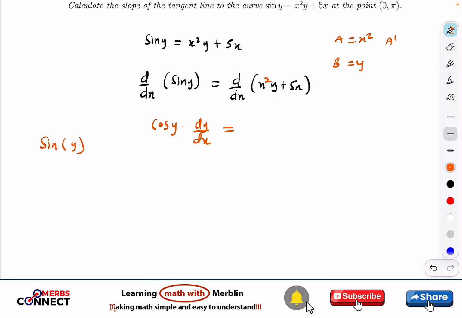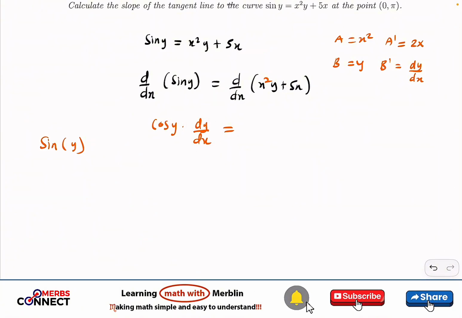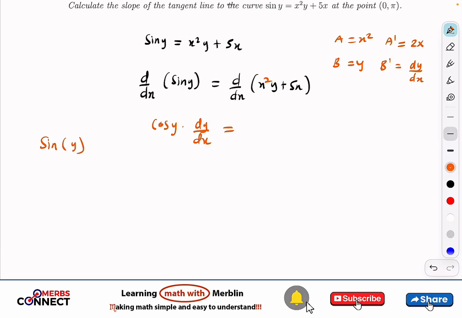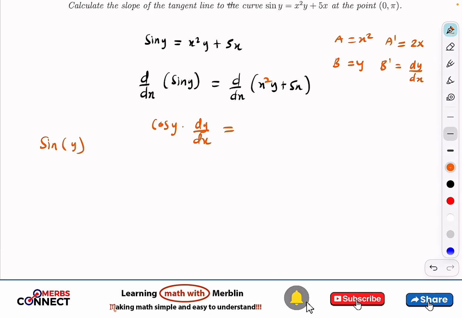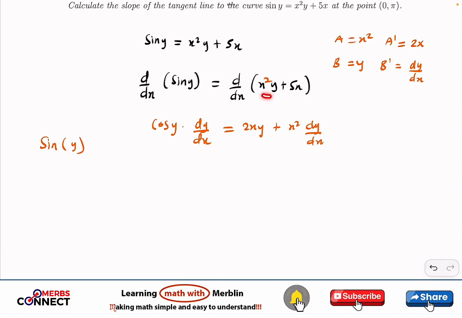So what is a prime? A prime is going to give us 2x. And what is b prime? So b prime, I have y, so it's just going to give us y prime, which is the same as dy over dx because I'm using dy over dx here. So I want to be consistent. So it means that this is going to give us product rule, multiply this by this and this by that. So I'm going to have 2xy plus x squared dy over dx. So what I've done here is just for only this.